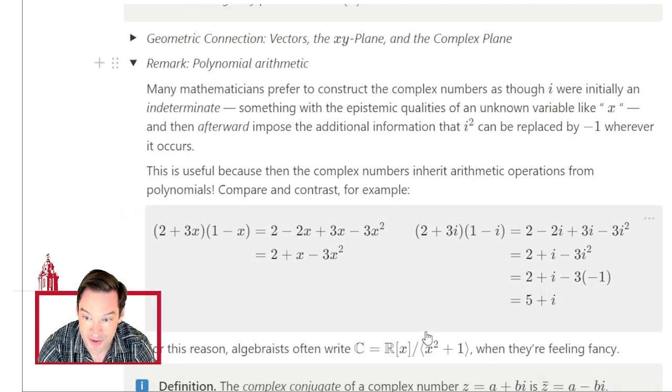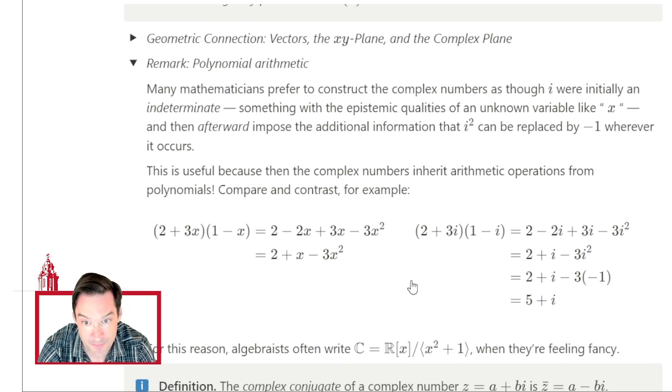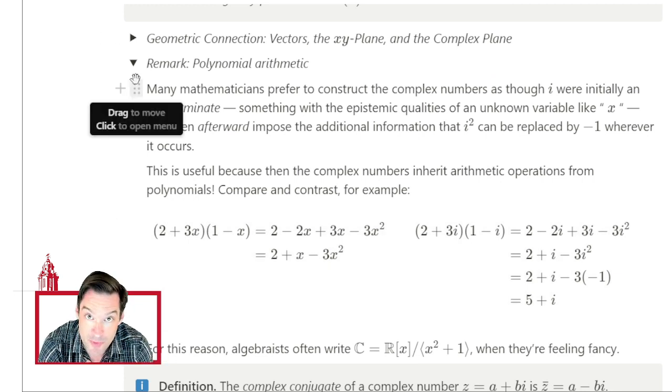And so if we're feeling fancy, as people who study algebra often are, they write the complex numbers are the set of real coefficient polynomials in a variable called x, where we remember at the end of the day that x squared plus 1 is equal to 0. In other words, x squared is equal to -1, where the role of x here is really just a code word for i. So that's an epistemic issue that we might have in the beginning of defining where complex numbers come from.